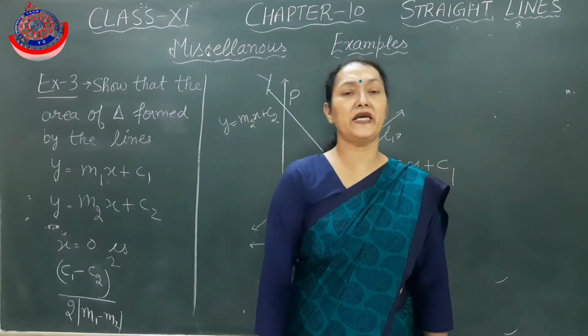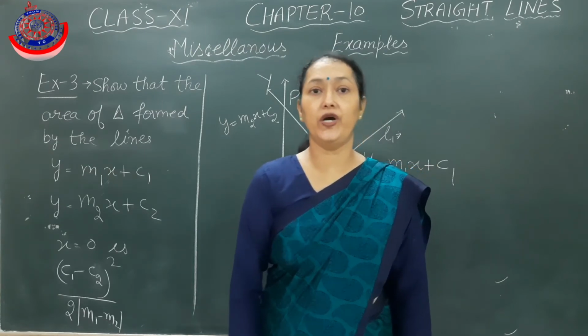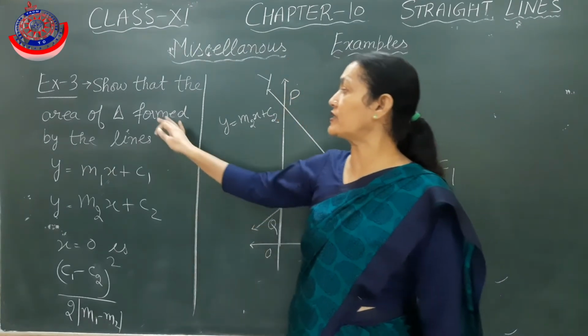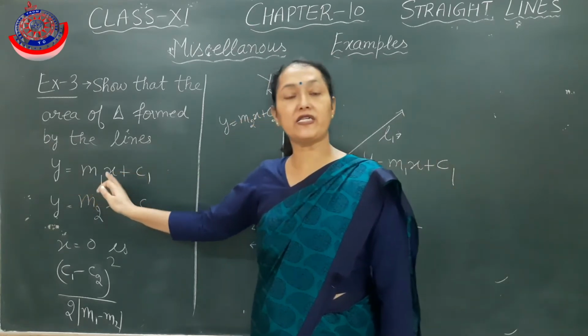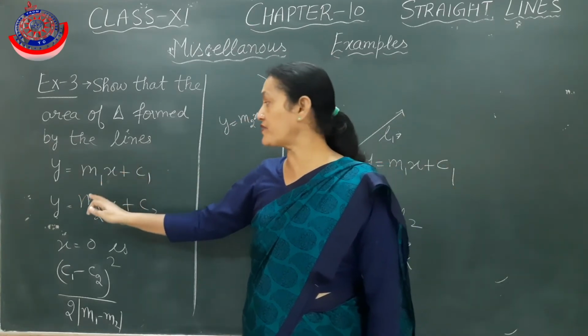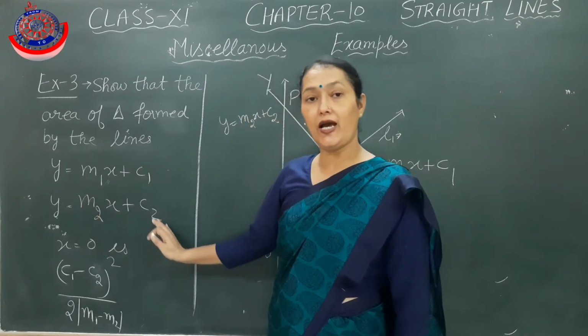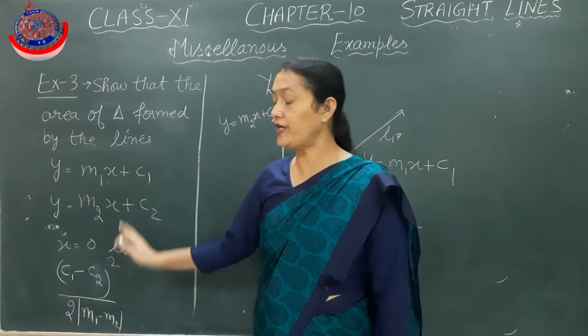In the next question, they are asking us to show that if a triangle is drawn using three lines, y equals m1x plus c1, the second line is y equals m2x plus c2, and x equals 0.